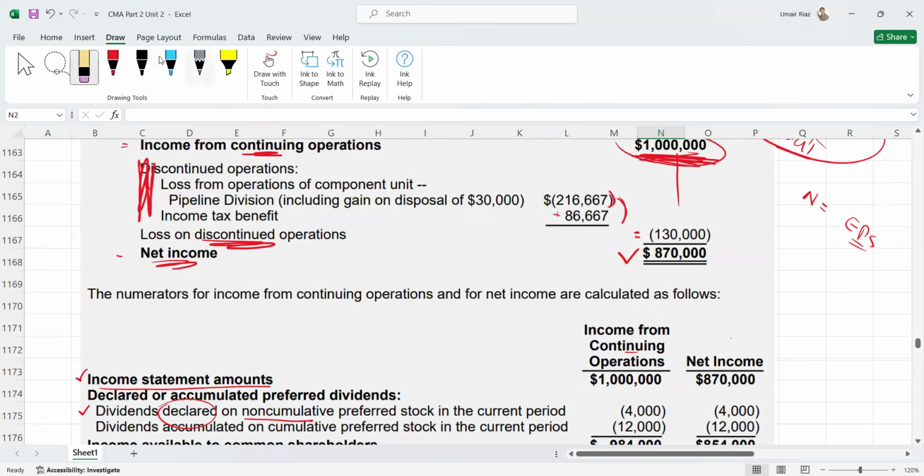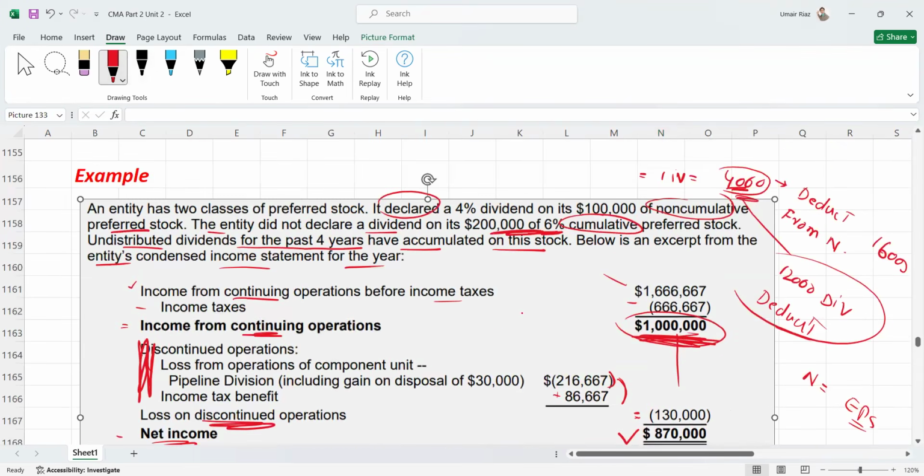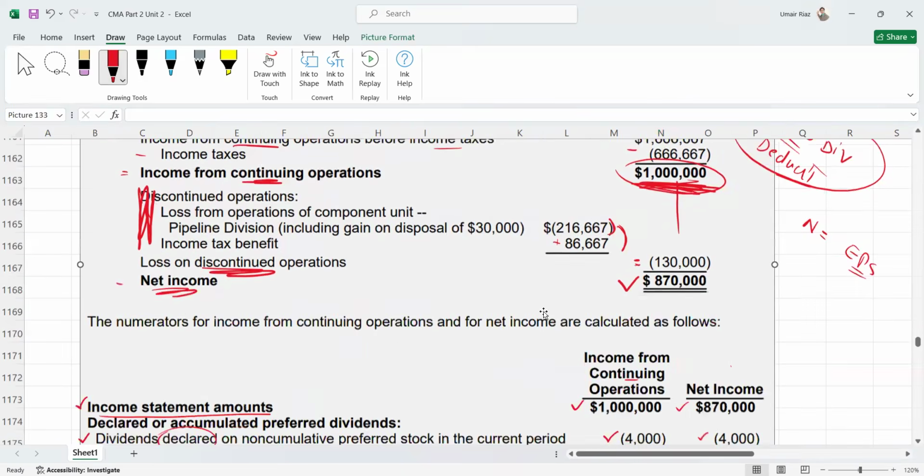So we wrote these two values, simply from the income statement. Now we have already deducted the dividend on non-cumulative preferred stock, which because it is declared, 4,000, from both columns we will deduct. And then we will deduct the dividend accumulation on cumulative preferred stock. Even though the dividend for cumulative preferred stock was cumulated for the last 4 years, we have to deduct only the current year. And the current year dividend, I told you, these are the cumulative preferred stock, right? 200,000 times 6%, so it is 12,000. So this 12,000 we will also deduct.